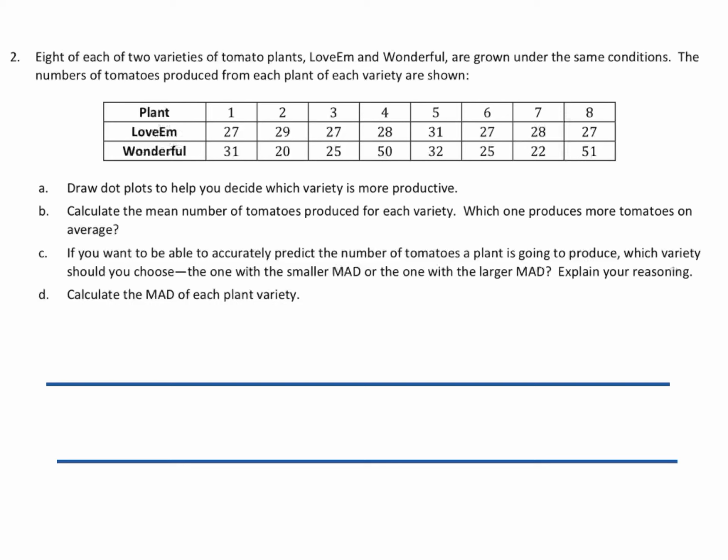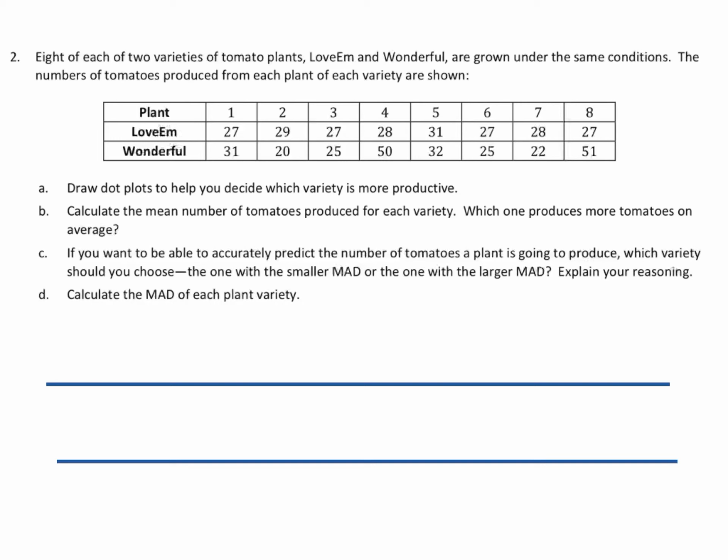8 of each of the 2 varieties of tomato plants, Love 'em and Wonderful, are grown under the same conditions. The number of tomatoes produced from each plant of each variety are shown. Remember, the plant numbers are just indicating which plant they are talking about. Those are not values that we are going to place on a dot plot.